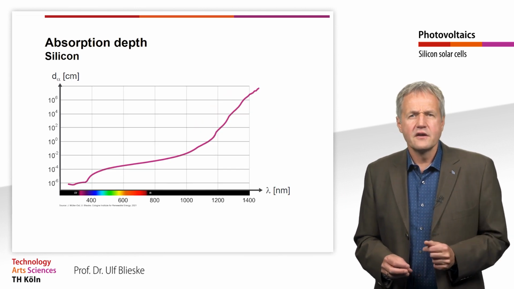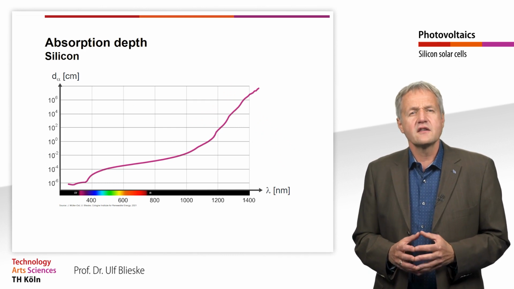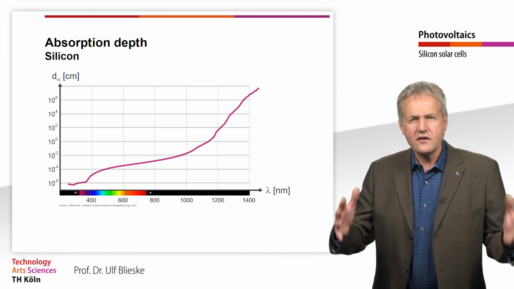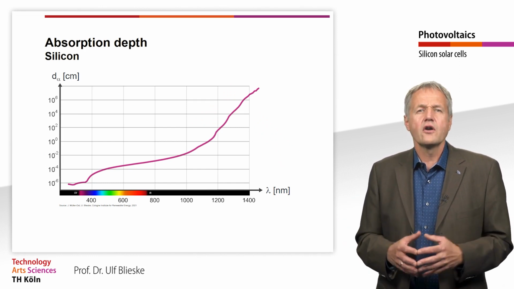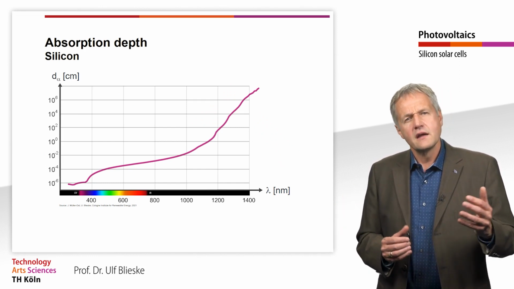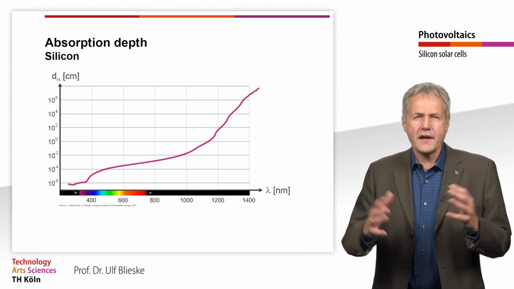As a reminder, here is the illustration of the absorption depth in silicon. This figure was explained in detail in the teaching unit on loss mechanisms. The absorption depth in the blue region is only a few micrometers.